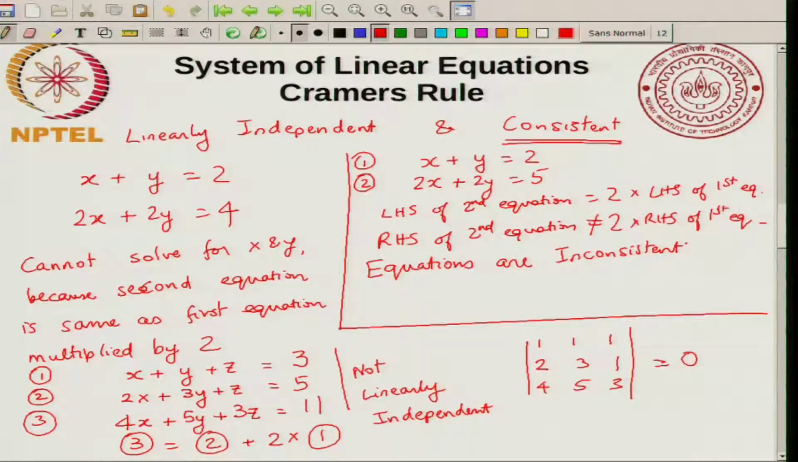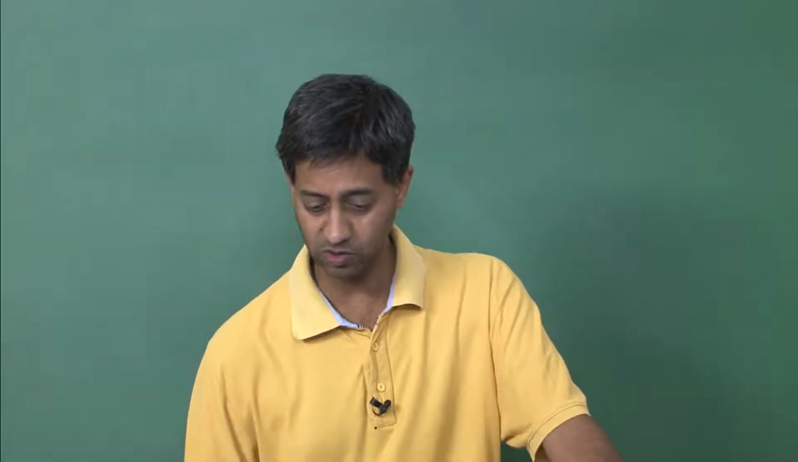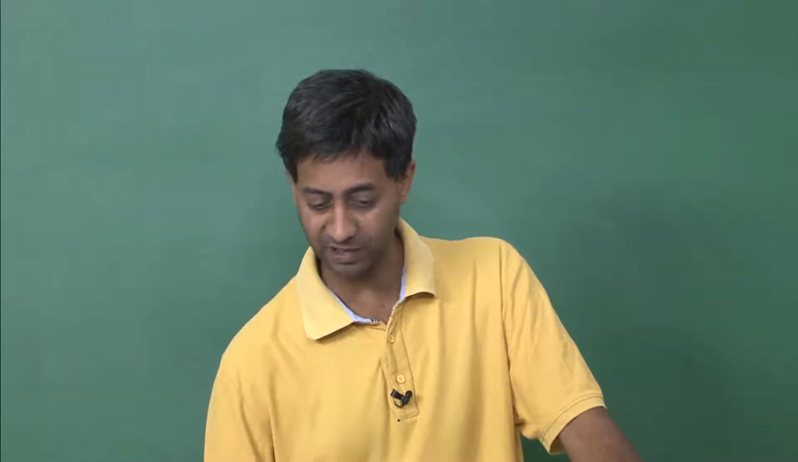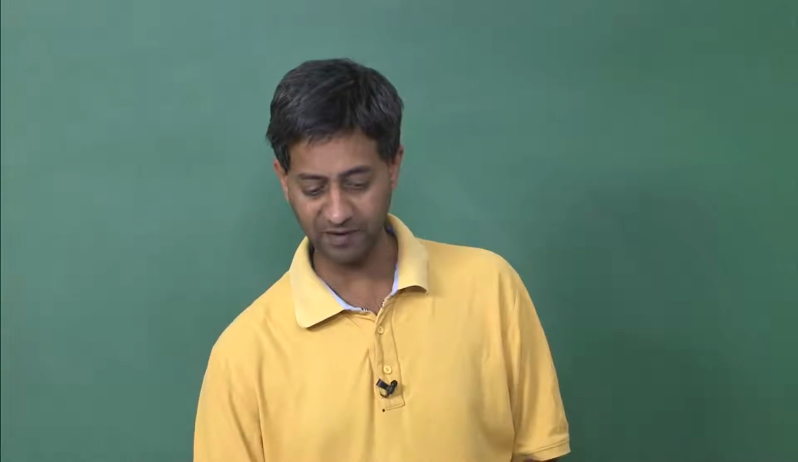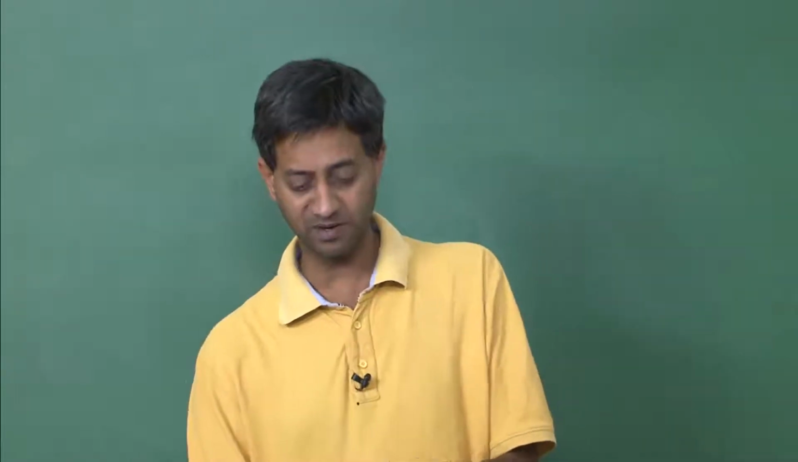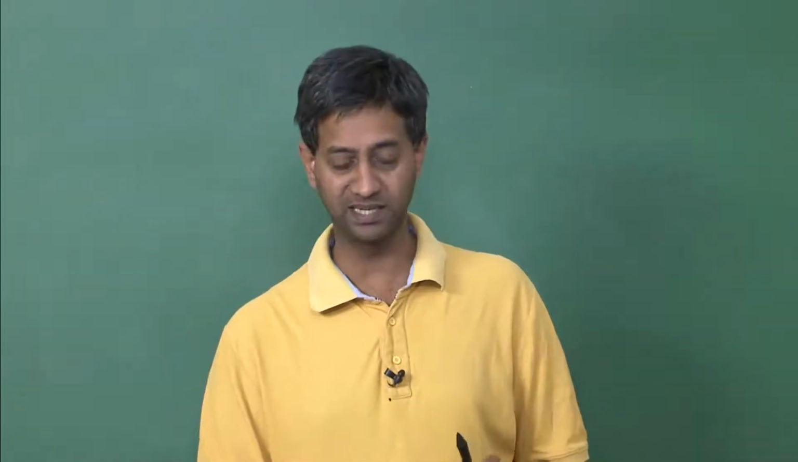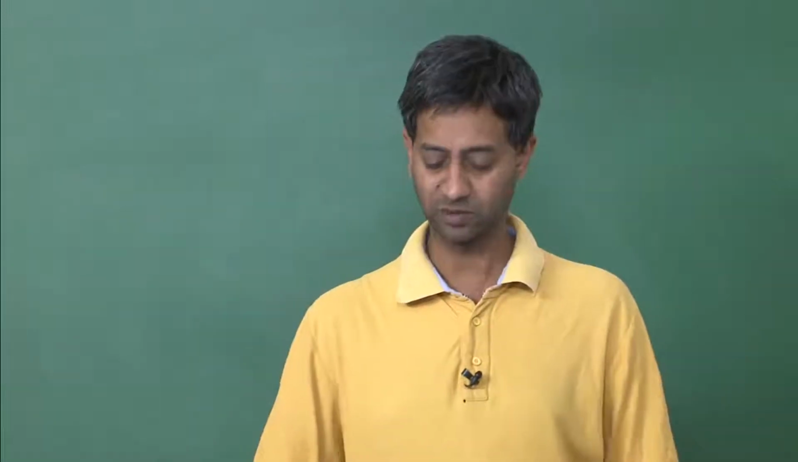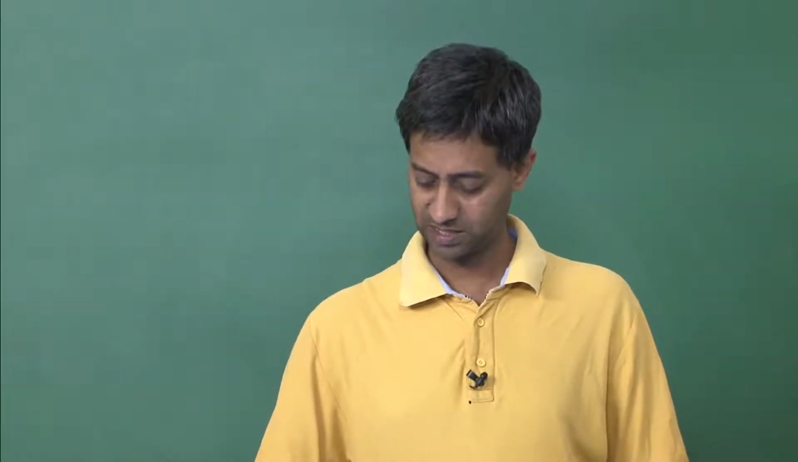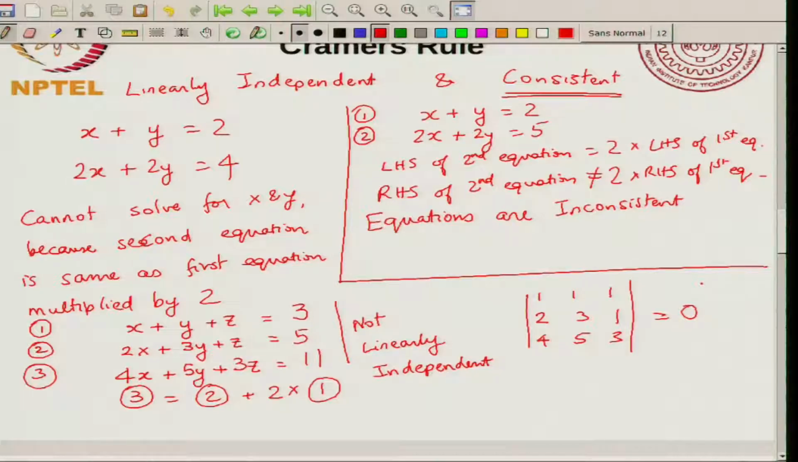And I showed this for a 2 by 2 system, but you can extend it to other systems also. So, it is important that before you try to solve a system of equations, you verify that they are both linearly independent and consistent. Only then can you use Cramer's rule.